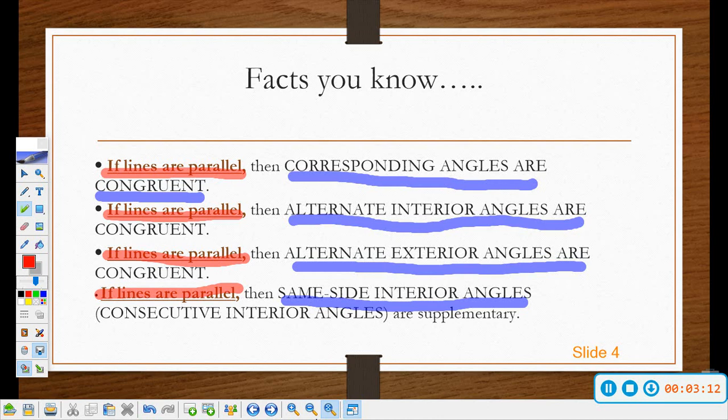So using this slide, complete the next part of the notes. Given 2 parallel lines are cut by a transversal, then you know that the following pairs of angles are congruent. So list the 3 types of angles that are congruent. Given 2 parallel lines are cut by a transversal, then you know that the following pairs of angles are supplementary. So complete that line. Pause the video at any time to give yourself time to complete your notes.